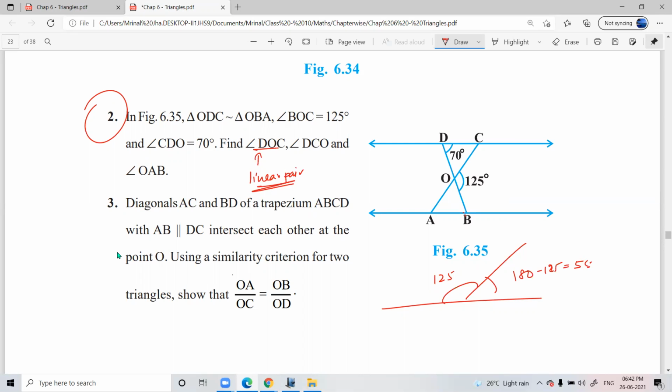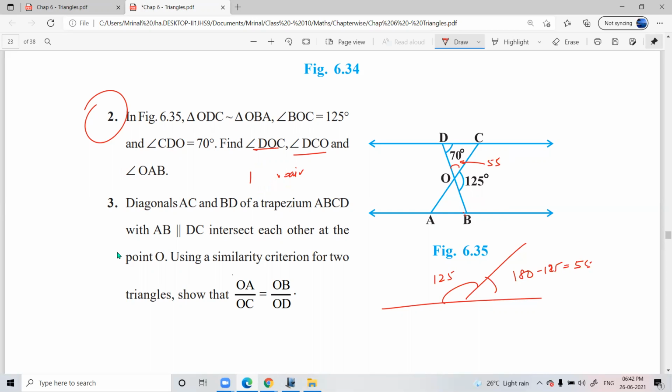Angle AOB is also 55. AOB and DOC are vertically opposite, so they will be equal, but they're not asking AOB. They're asking OAB. That is different. So this angle is 55.